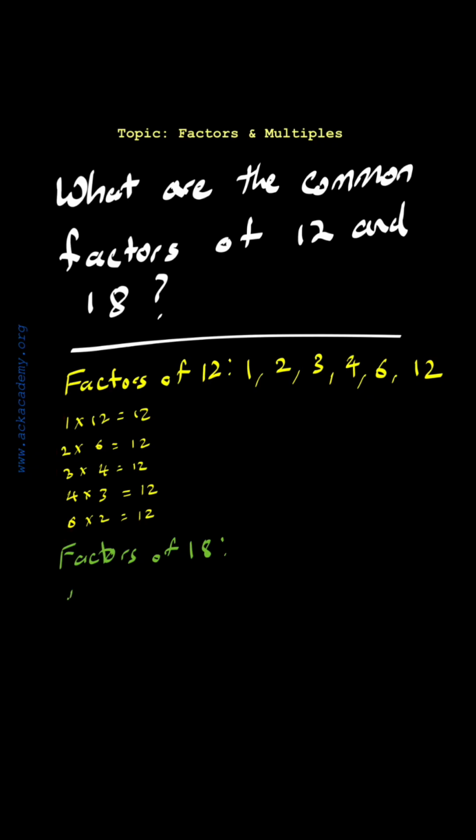So I can say 18 divided by 1 is equal to 18. 18 divided by 2 is equal to 9. 18 divided by 3 is equal to 6. 18 divided by 4, can't do that, so we'll skip it. 5 also can't do that. 6, I can do 18 divided by 6 is equal to 3.